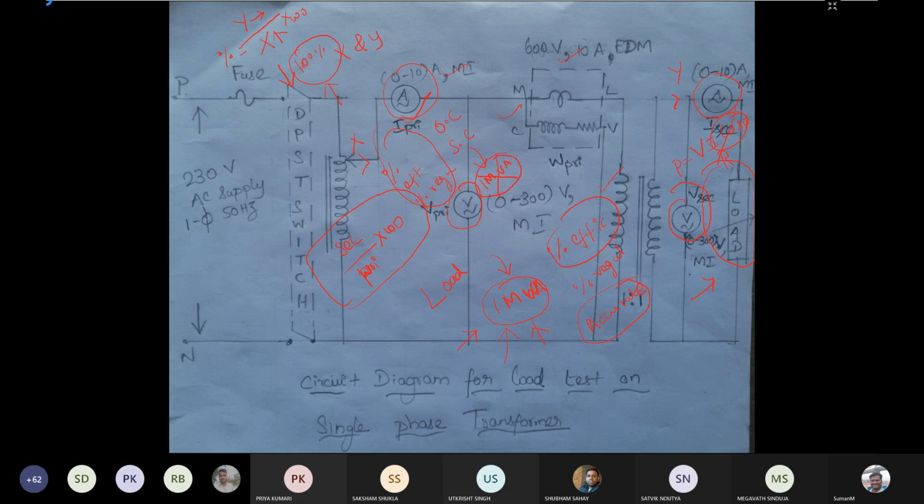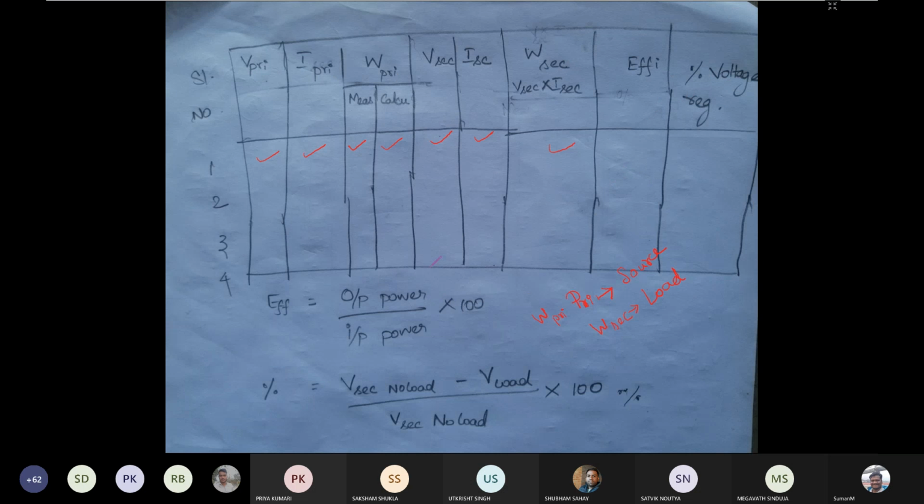So in this, output power divided by this input power. Output power is the secondary power which you are calculating, and this is the primary power which is measured. Into 100 will be giving the efficiency of the transformer.